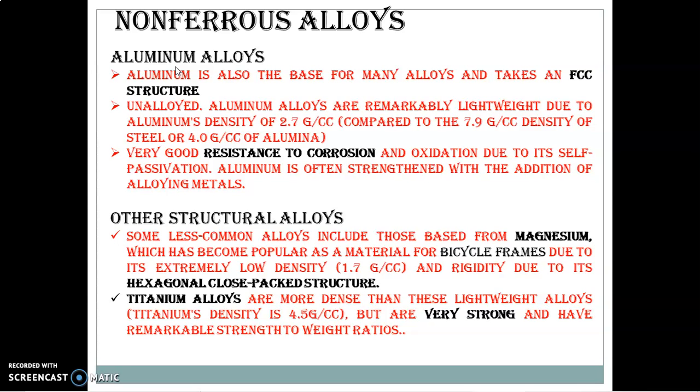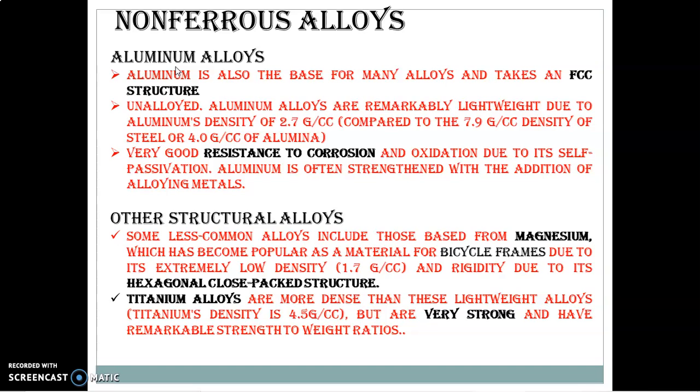Among other structural alloys, some less common alloys include those based on magnesium, which has become popular as a material for bicycle frames due to its extremely low density. Magnesium has an extremely low density, 1.7 gram per cubic centimeter, so it is less dense than aluminum also. And it has rigidity due to its hexagonal close-packed structure. So it is rigid and low in density. These are very different characteristics of magnesium.